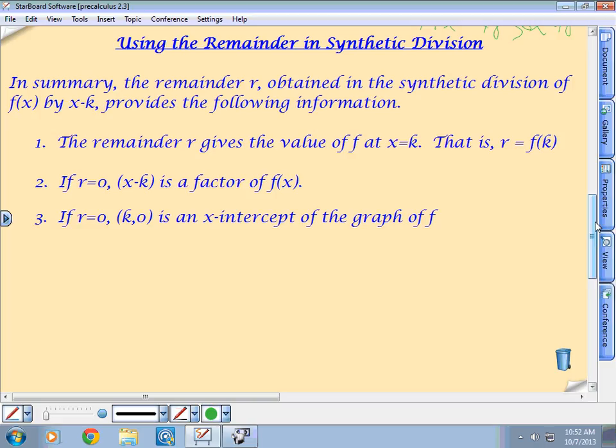Okay? If the remainder is 0, it's a factor. It's going to be an intercept of the graph, and where there is a remainder, if you evaluate that remainder, it'll give you the value at that point when you plug it in.